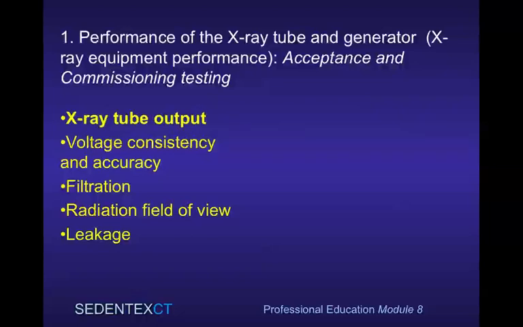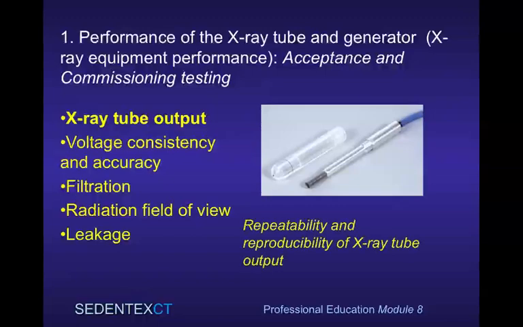The first of these is X-ray tube output. This is simply trying to assess the quantity of X-rays that are produced for a particular exposure. It assesses the repeatability and the reproducibility of X-ray tube output. This is done using an ionization chamber, such as is shown on the picture here.